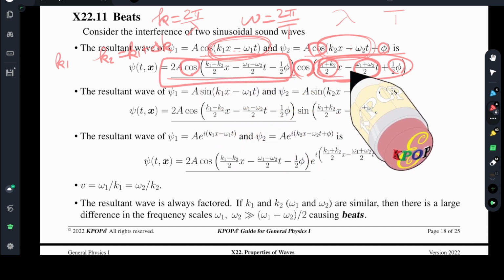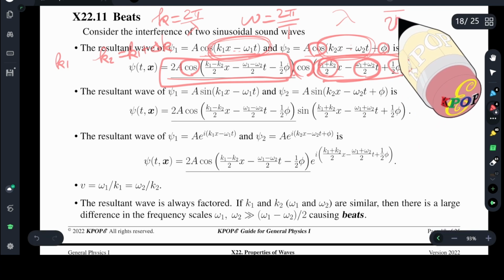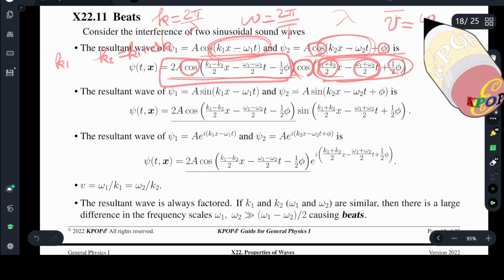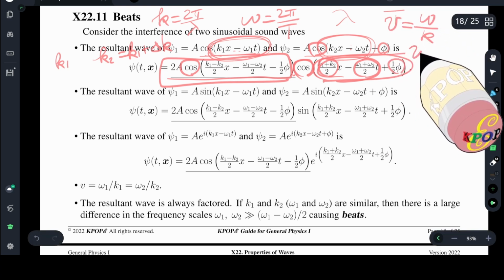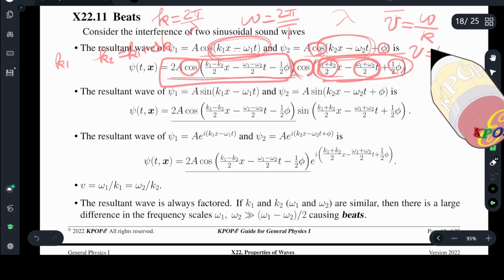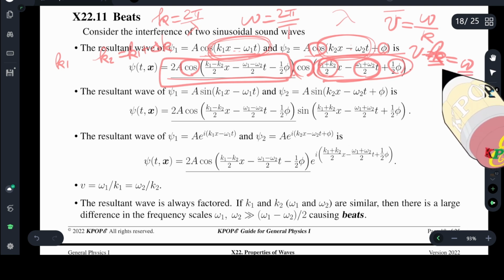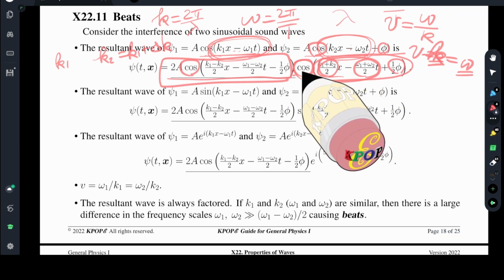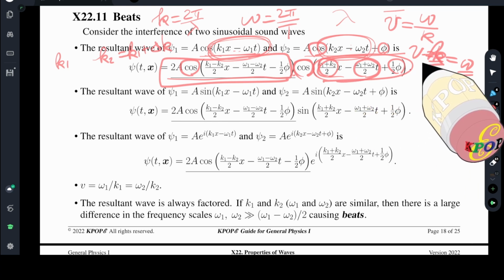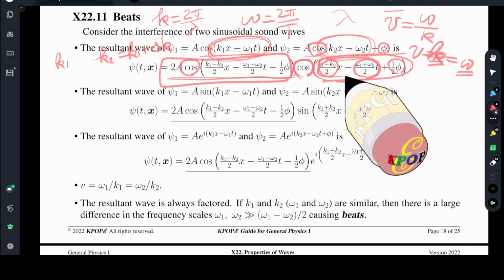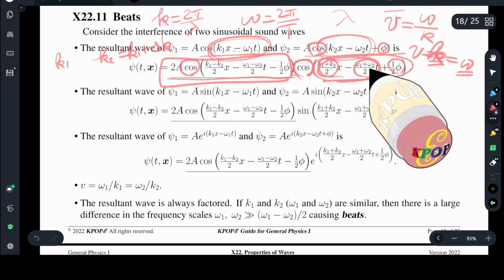So for the period, we know v equals ω over k, that means v is constant, vk equals ω. So k and ω are proportional to each other. Therefore, the basic structure is the same for k and ω.